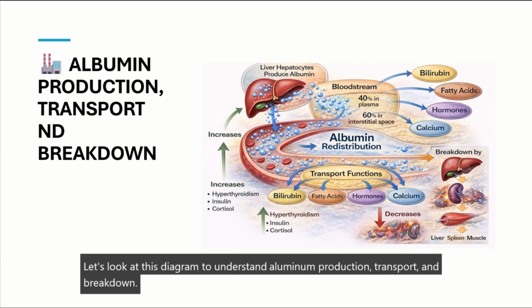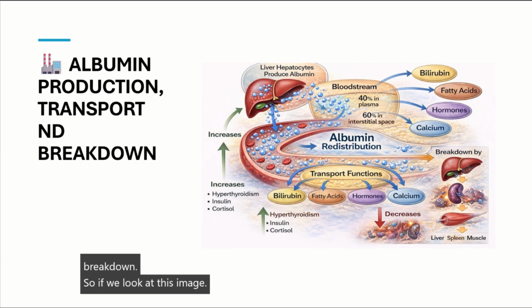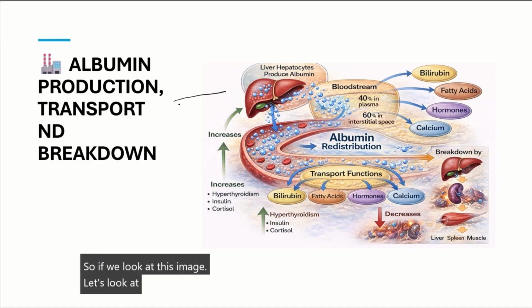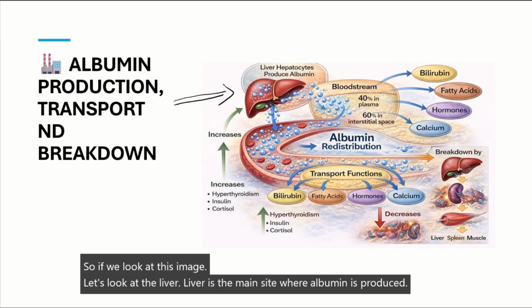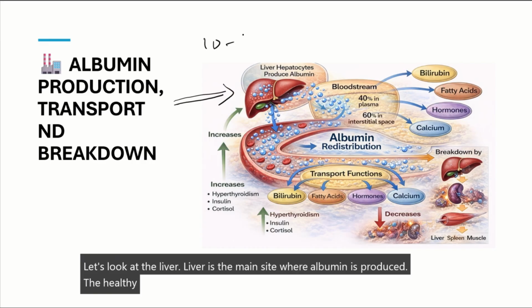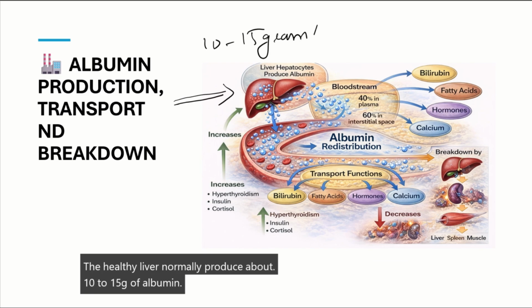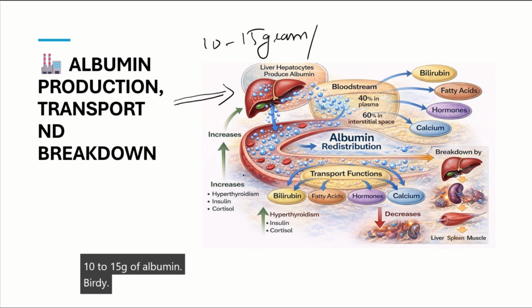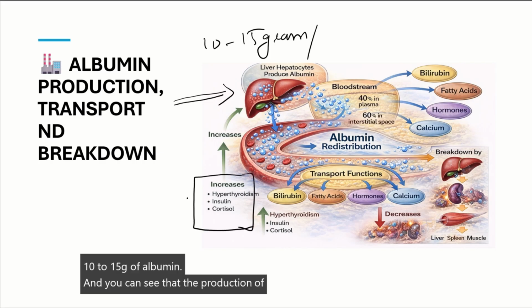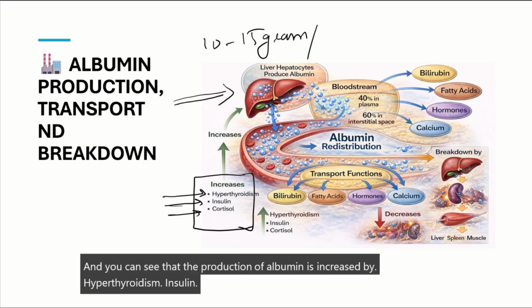So if we look at this image, let's look at the liver. Liver is the main site where albumin is produced. The healthy liver normally produces about 10 to 15 grams of albumin per day. And you can see that the production of albumin is increased by hyperthyroidism, insulin, and cortisol. Sometimes pregnancy also increases the production of albumin.